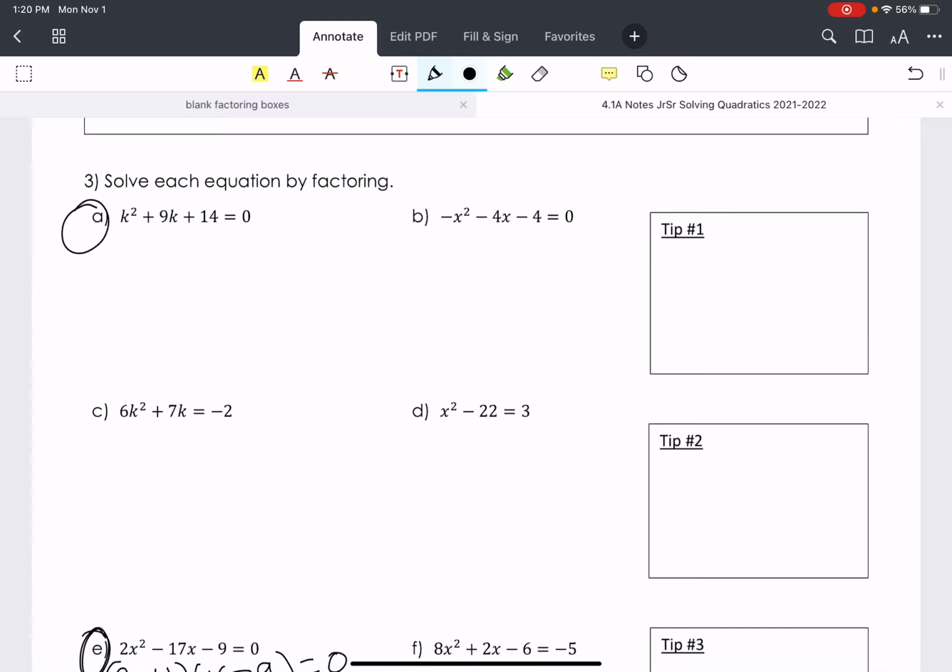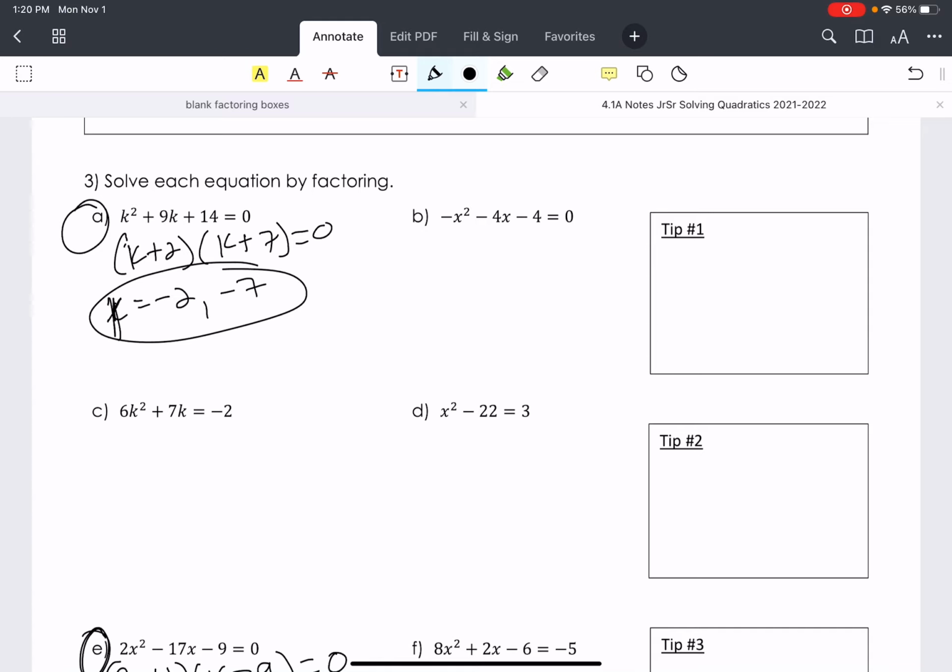All right. So on this first one, I saw most of you factored and you got k plus 2 and k plus 7. So that means that k, you should have gotten -2 and -7, which is what I saw on most people's papers. Those that didn't get it, what questions do you have?